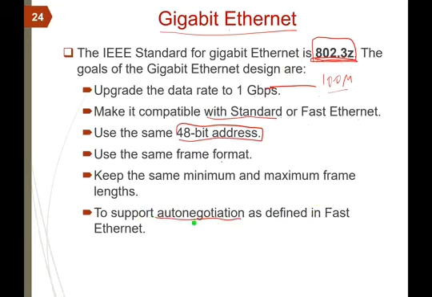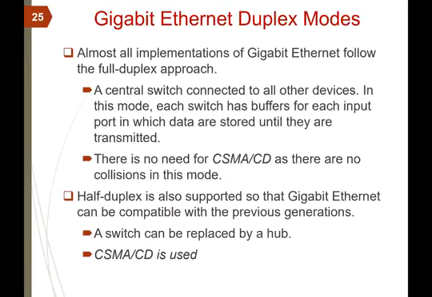So auto negotiation is important because there may be devices working at 100 mega, others working at 1 giga, others working at 10 megabit per second. So auto negotiation is important to adjust the data rate between these different devices.